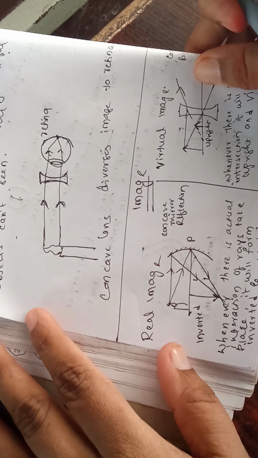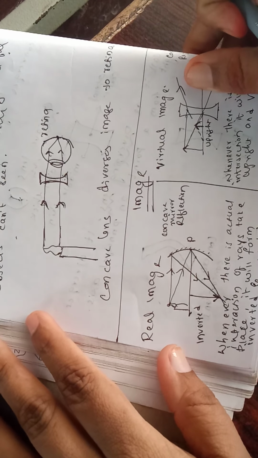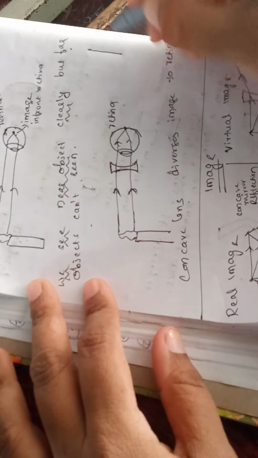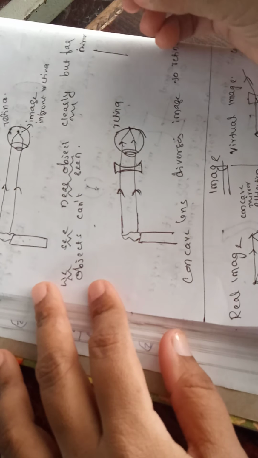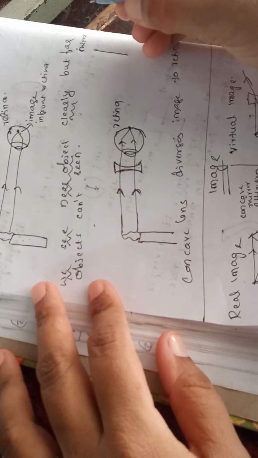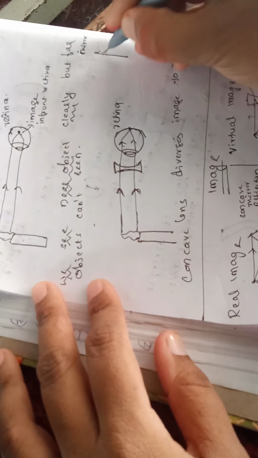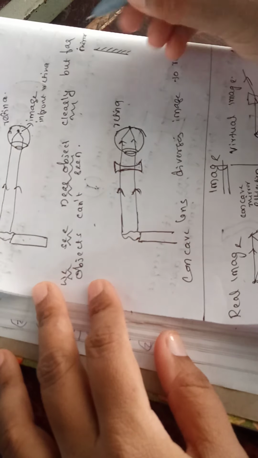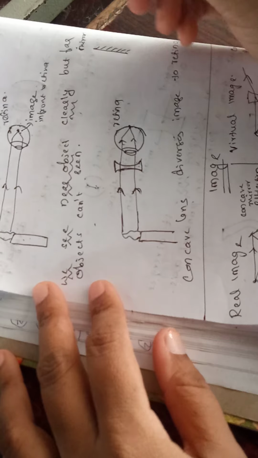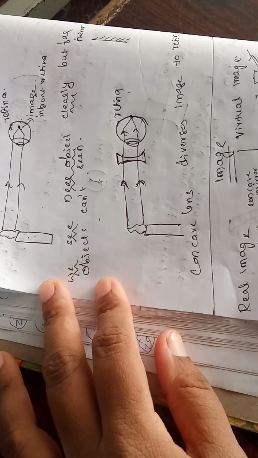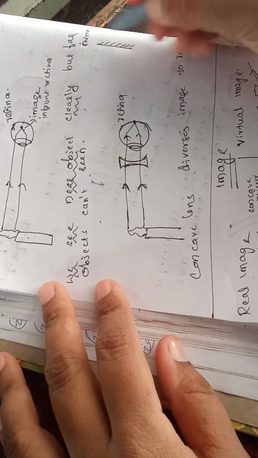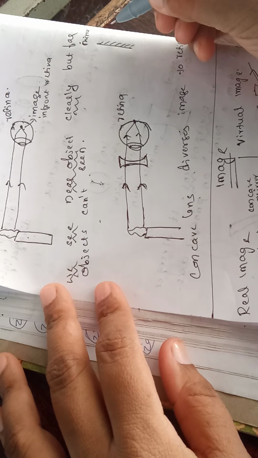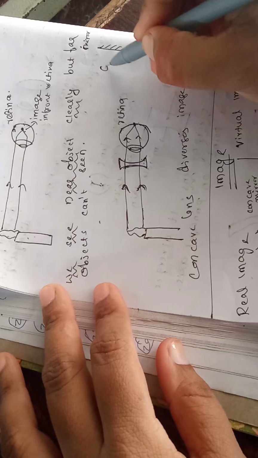Now next, we are talking about the image. What is this image? We stand in front of a mirror. What is the definition of a mirror? It is nothing but a plain glass plate which is polished on one side.